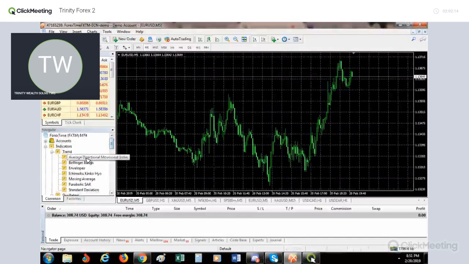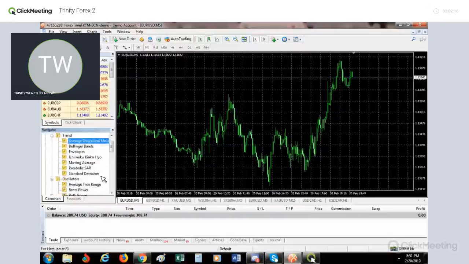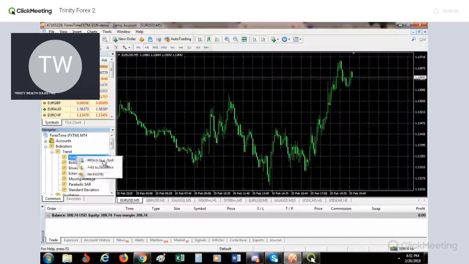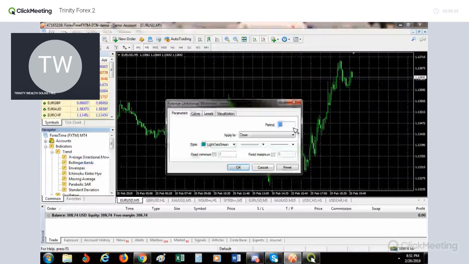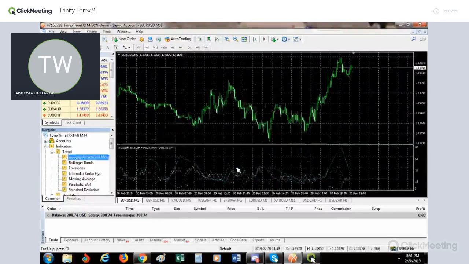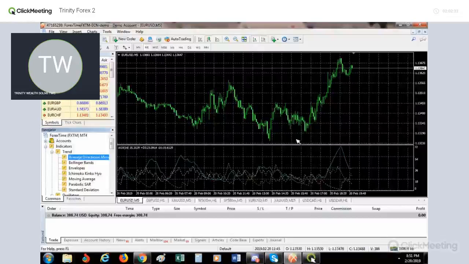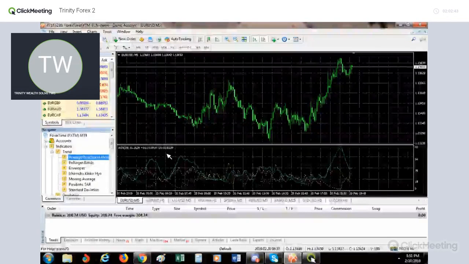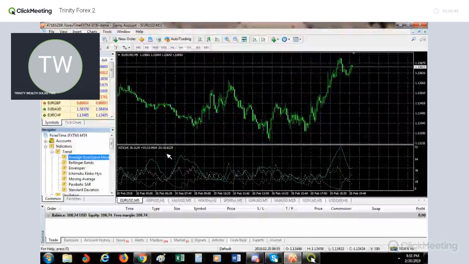So we come to ADX. Click on it, right click, attach to chart. Period 14, so we change nothing on the parameters. So we just click OK. It comes to the chart. So when you look at the price where it is there, we have the plus DI at 23.094. Minus DI is 10.